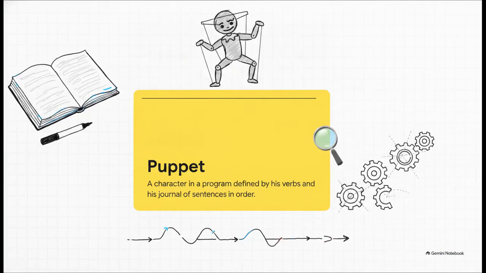In this context, a puppet is just a character in a program. It's a named who, defined by his verbs, what he knows how to do, and his journal. And that journal is the diary of everything he's done, written out as sentences in order. That pair, the verbs and the journal, that is his identity, not the machine he happens to run on.